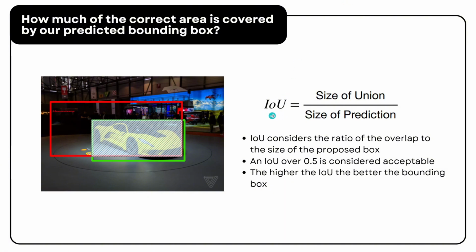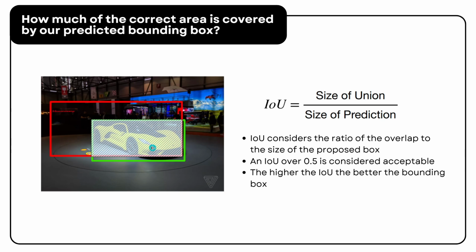So IOU is powerful because it penalizes both overestimation and underestimation. So even if our predicted box in this case includes the entire object but adds a lot of unnecessary background, IOU here will drop. A commonly accepted threshold, as we discussed in the previous slide, is 0.5. So if the IOU is above 0.5, we usually consider that a correct detection. But in high stakes applications like medical imaging or autonomous driving, we might want a much higher IOU.